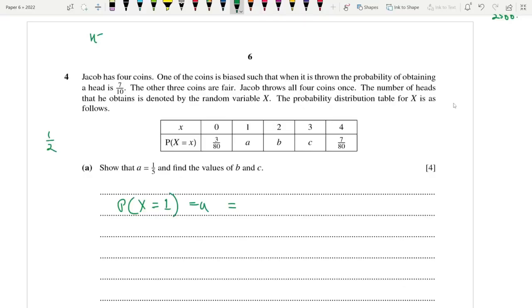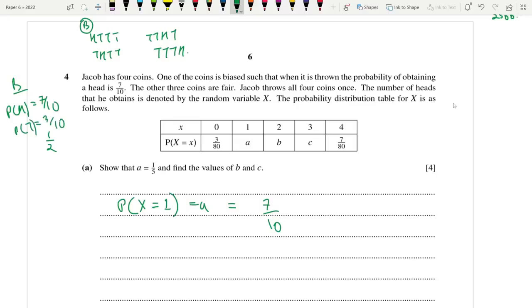So either it's head, tail, tail, tail, or tail, head, tail, tail, or tail, tail, head, tail, or tail, tail, tail, head, where the first coin is biased, okay? So let's go for it. So the first coin is biased at 7 by 10. For the biased coin, the probability of head is 7 by 10, while the probability of tails is 3 by 10. And for the others, half of each, okay? So 7 by 10 times tails 3 times. This is head, tail, tail, tail.